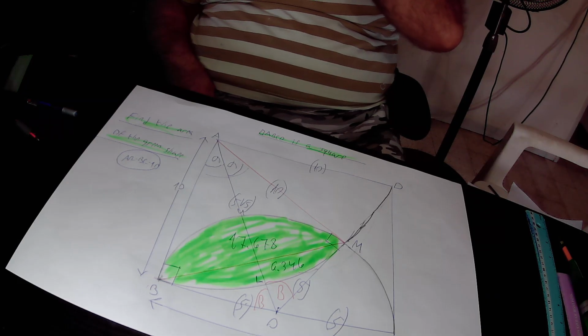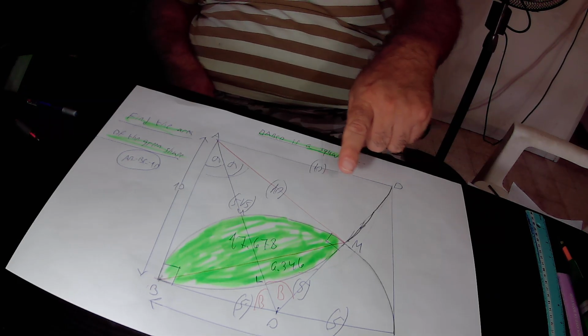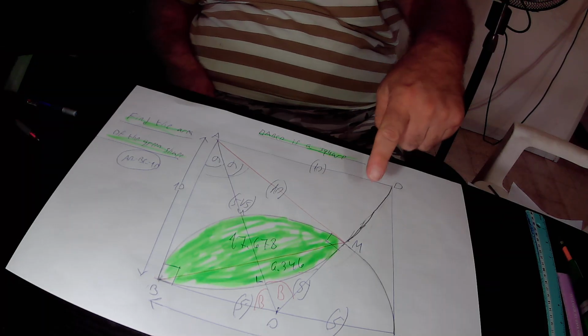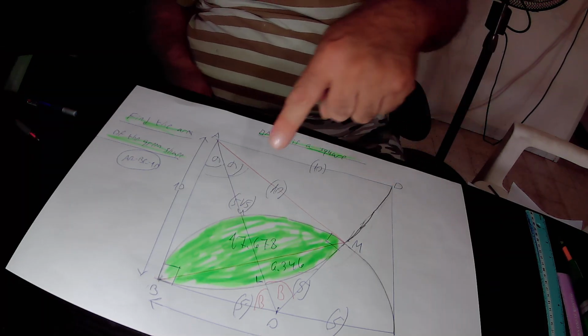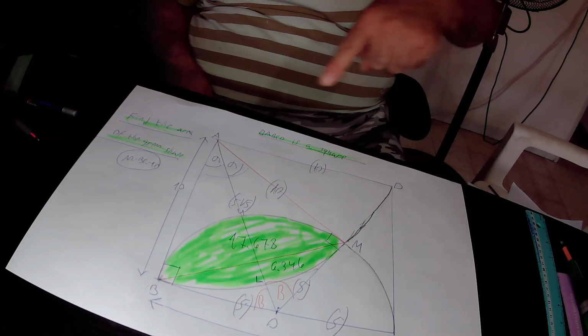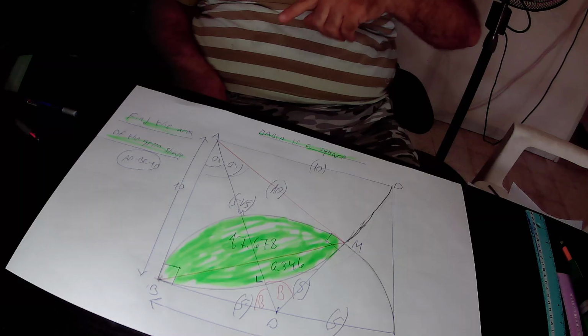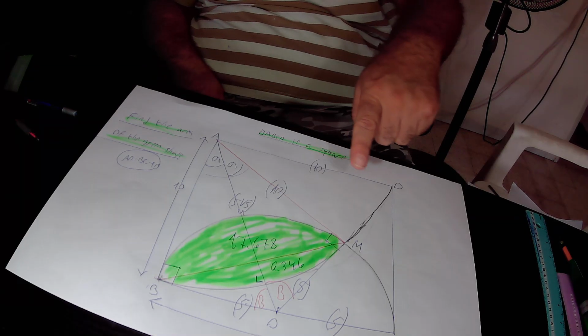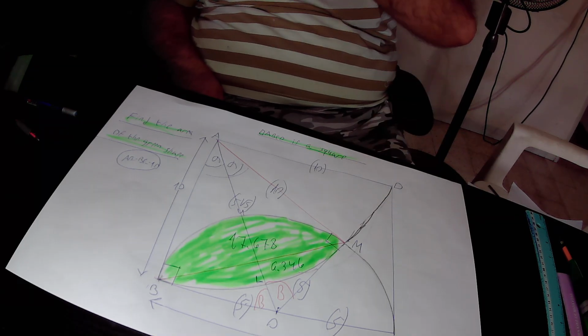So in the next step, we join points A and M together by a straight line. After we define the intersection point between the semicircle and the quarter circle, this point is point M. And we join points A and M together by a straight line. AM is actually a tangent to the semicircle at point M.